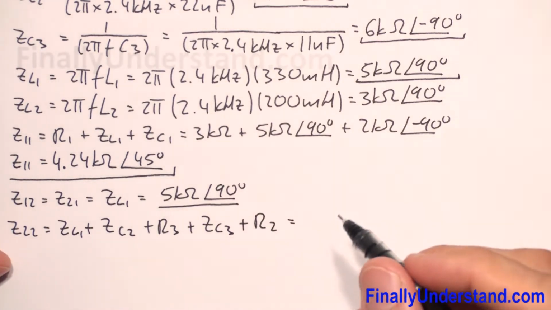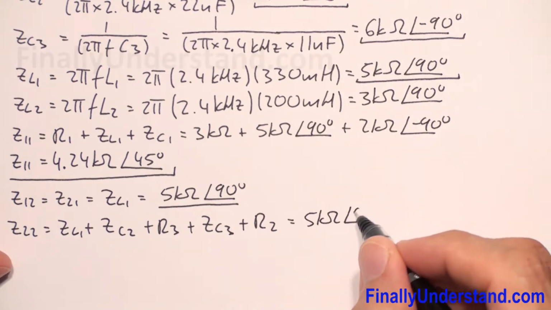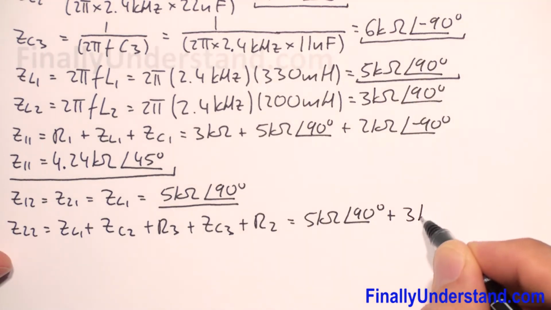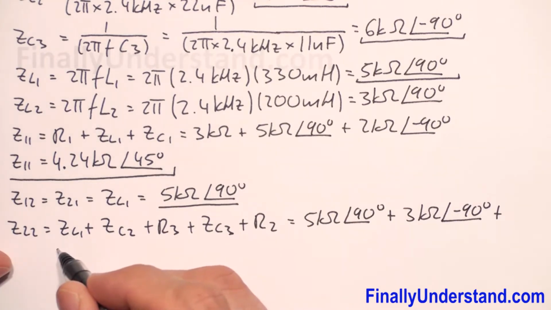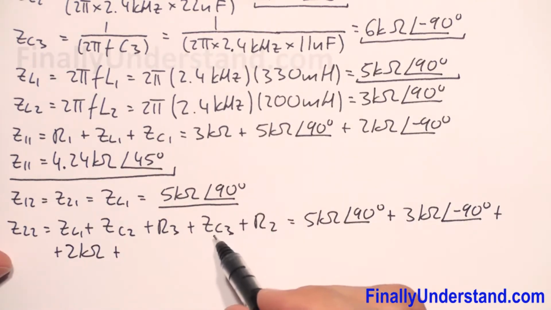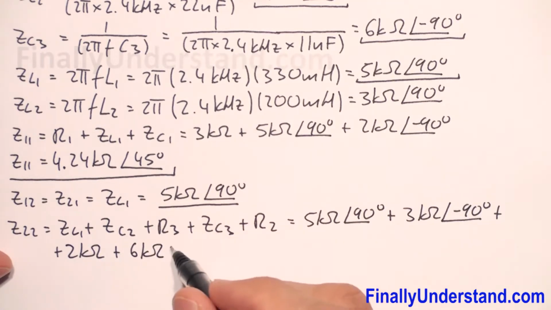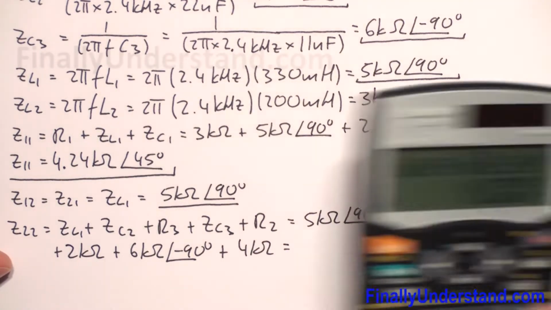Okay, so I have ZL1 is equal to 5 kilo ohms and angle of 90 degrees, plus ZC2 is equal to 3 kilo ohms and angle of negative 90 degrees, plus R3, which is equal to 2 kilo ohms, plus we have to find ZC3, and ZC3 is 6 kilo ohms and angle of negative 90 degrees, plus R2, which is equal to 4 kilo ohms. Okay, now we're supposed to add them up.